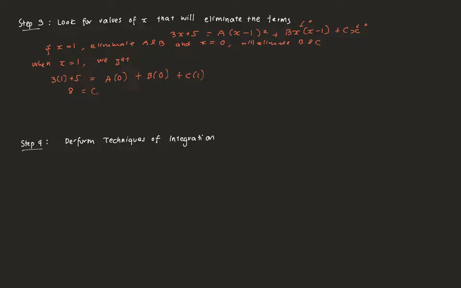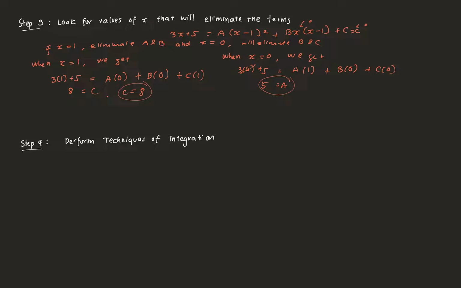Then when x is equal to 0, we get 3 times 0 plus 5 equal to a times negative 1 squared, that's just 1, plus b times 0 plus c times 0. Then we can just solve, so this one will cancel out. That's going to be 5 equal to a. Therefore, we have our second factor.